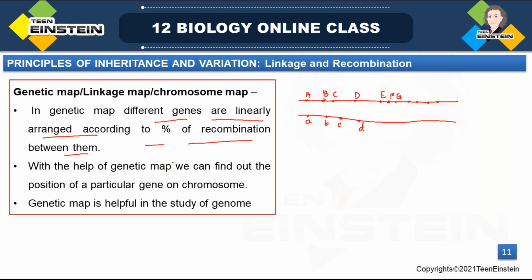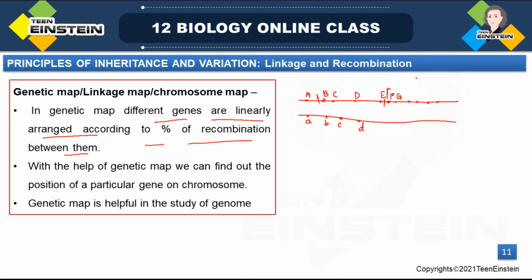With the help of that genetic map, we can make out the position of a particular gene on a chromosome. If the distance between genes is more, there is a very small chance of linkage. But here the distance is more, and in this case the distance is less. So here the linkage chances or frequency will be more, but here it will be less compared to that one.